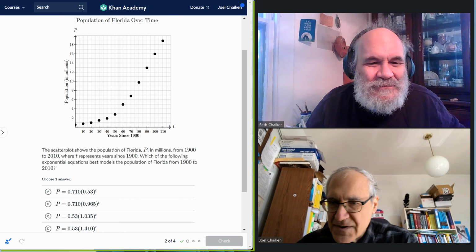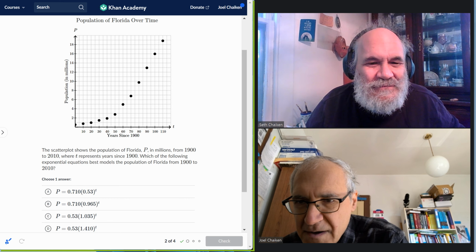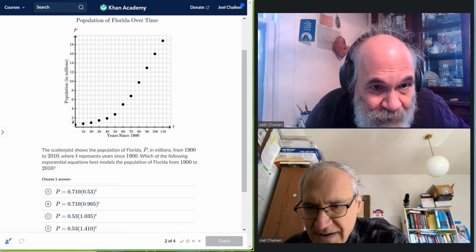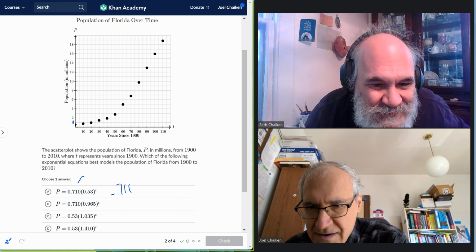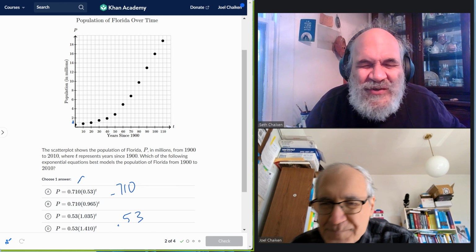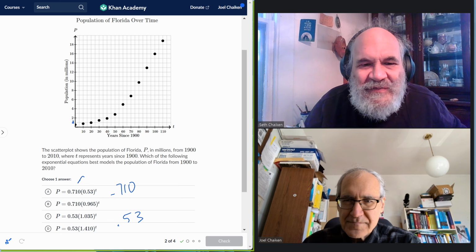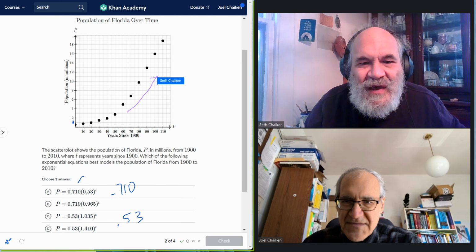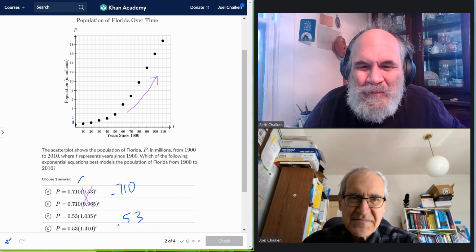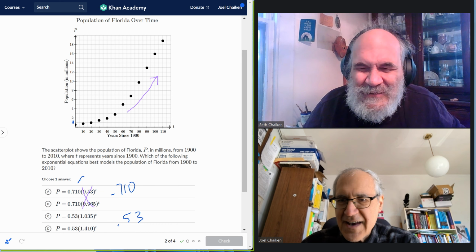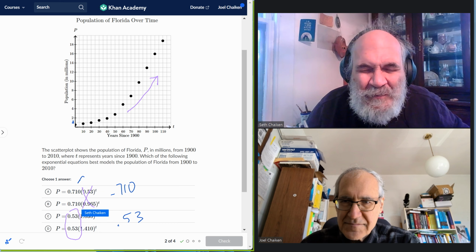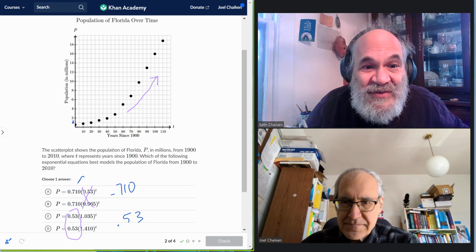So the initial number is either 0.7 or 0.5. I was attracted first by the fact that it's growing, and therefore these two choices are ruled out because the base is less than 1. Very good. Then I look at the remaining two, and I see that the coefficients are equal. The differences are in the exponent.